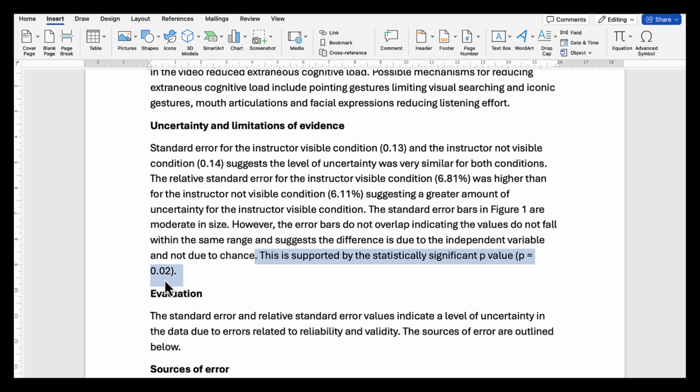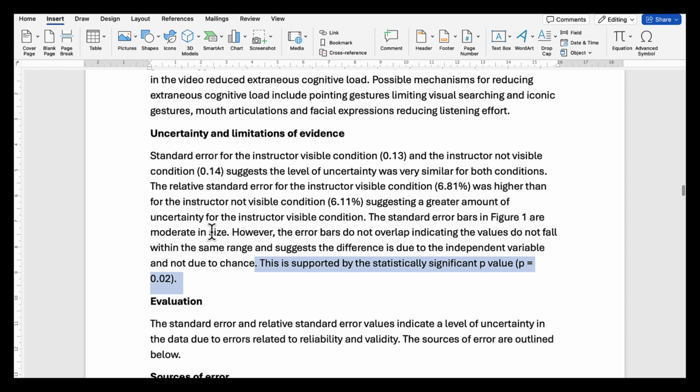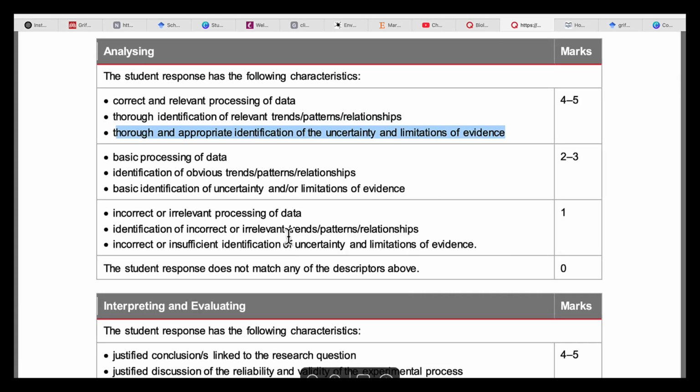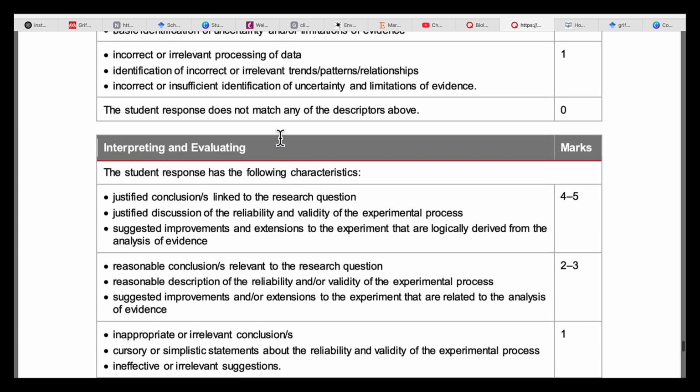Okay, and then I've just made this statement here, bringing in the p-value again. So that is uncertainty and limitations of the evidence. It's basically saying how confident are we with this data that it is really addressing the research question. Okay, all right, so that's nearly it. And then we've only got one more to go, interpreting and evaluating.